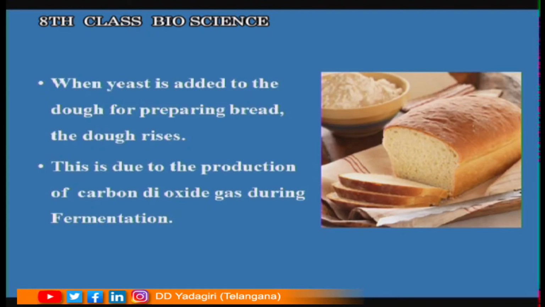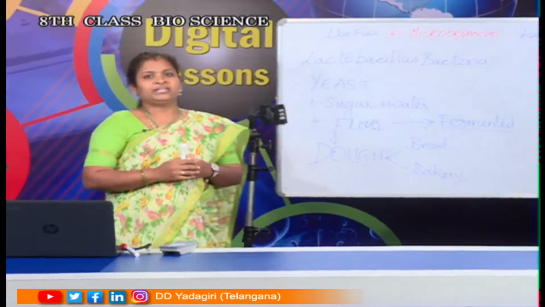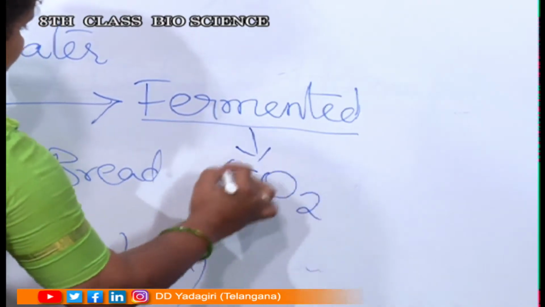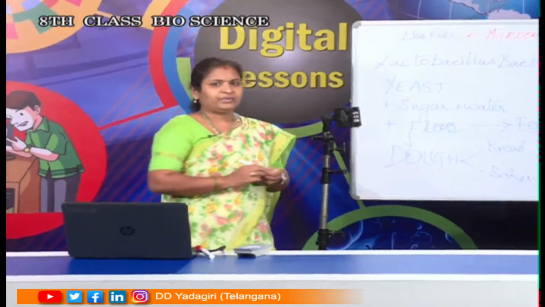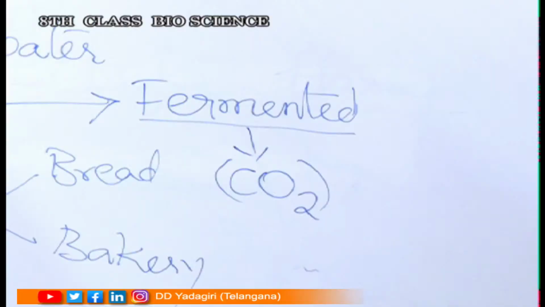Children, you can see bread here. What has taken place here? When flour is mixed with sugar and water and yeast, the flour gets fermented. What is this called? Fermentation means the release of carbon dioxide takes place when ethyl alcohol is formed. There is a big science involved in it. You will be studying about it in the later classes.